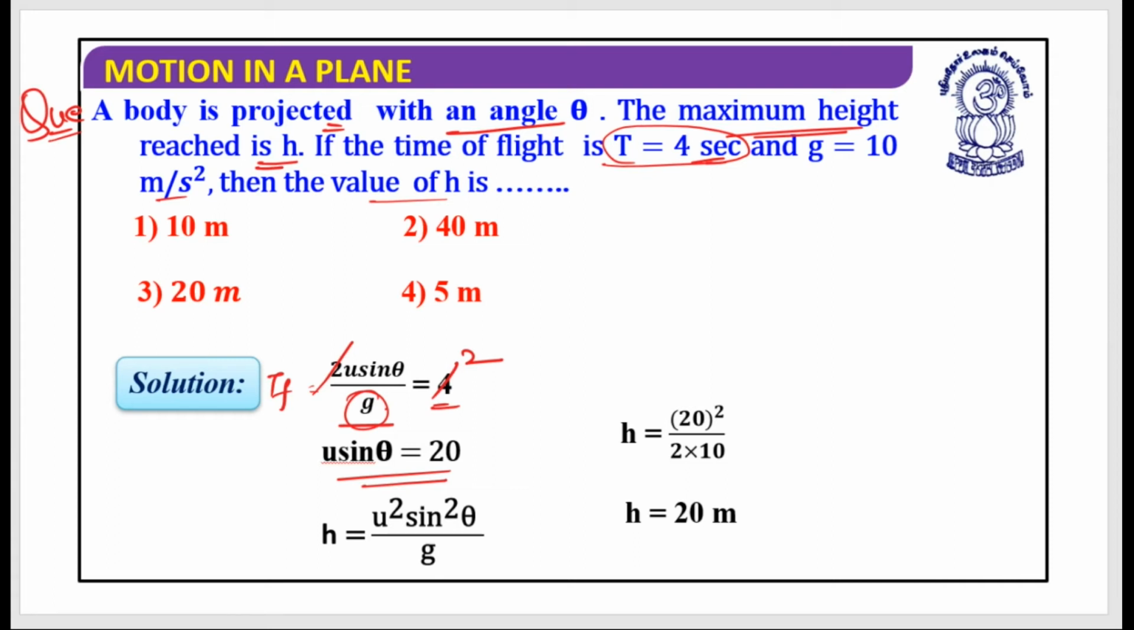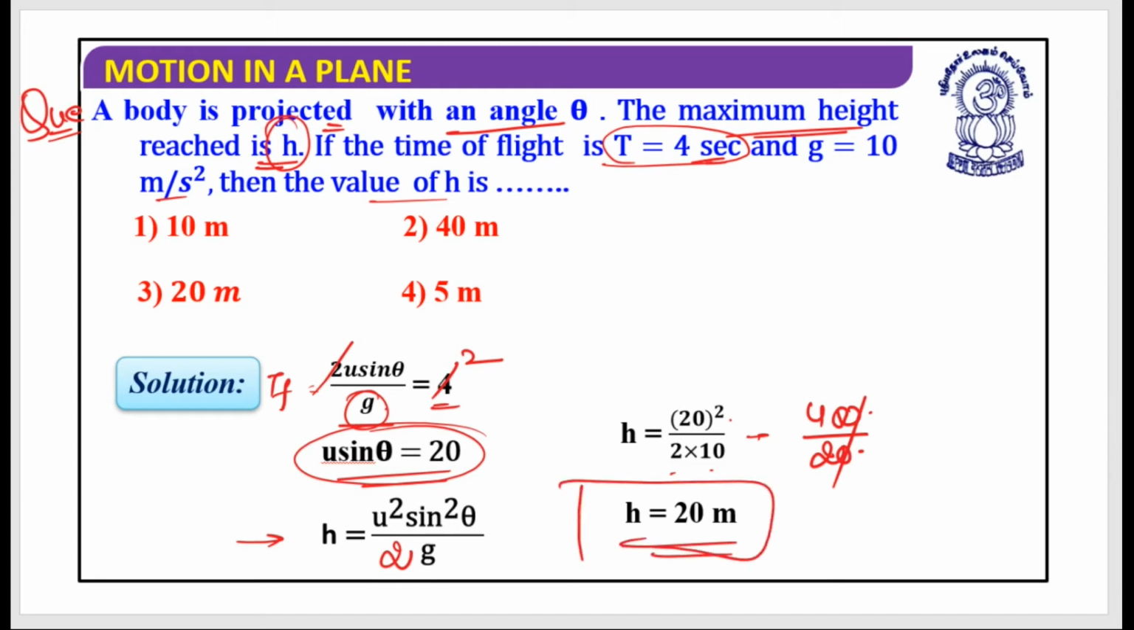And h, the maximum height, is u square sine square theta. H max is u square sine square theta divided by 2 into g. You have the value of u sine theta equal to 20, so this is equal to 20 square divided by 2 into 10. If I solve this, it's 400 divided by 2 into 10, which is 20. This 2 has gone and this is 20 meter.